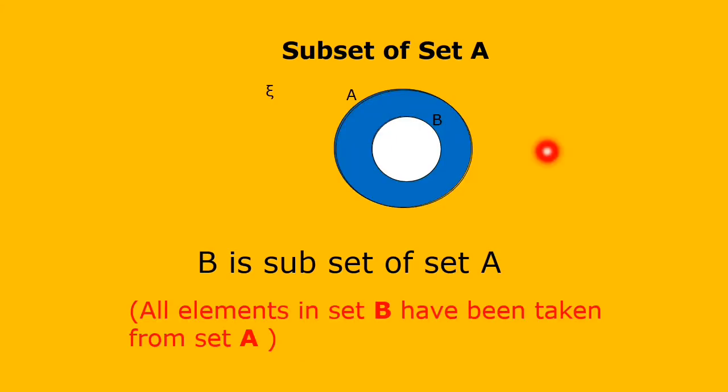Okay students, subset. You can see that B is the subset of A. Subset means that all elements in B have been taken from set A. For example, you have a set A which is equal to {1, 2, 3, 4, 5}, and you have another set B which is equal to {2, 3}. You can see that all the elements of set B are present in set A. You can say that set B is inside the set A, so its visual representation will be of the form of this one. B is inside the set A.